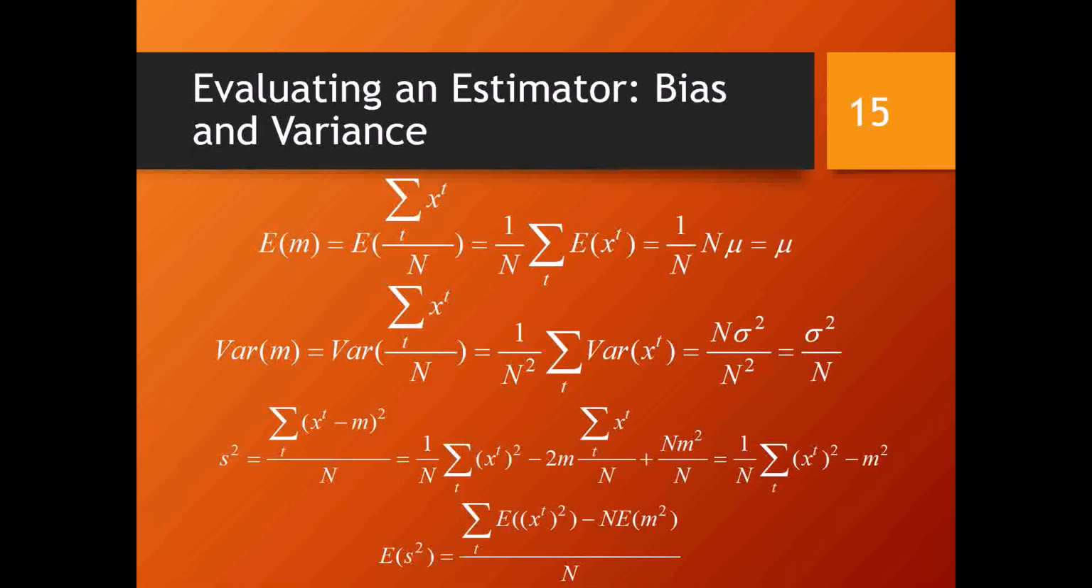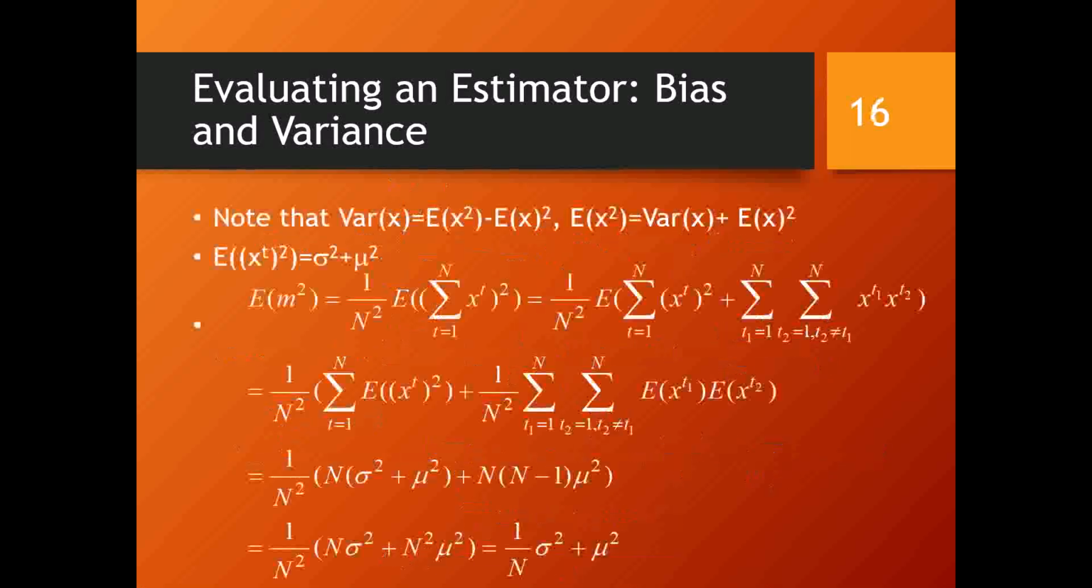Where is this term? Oh, this is n, right? Summation t equal to 1 to n of xt, divided by n. This is n times m times 2m, minus 2m squared, and you have plus m squared. So totally you have minus m squared. So if you extend this s squared, this is what you have here. So the expectation of s squared is the same as the expectation of this minus the expectation of m squared, right?